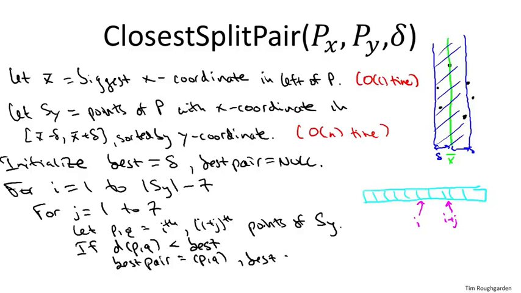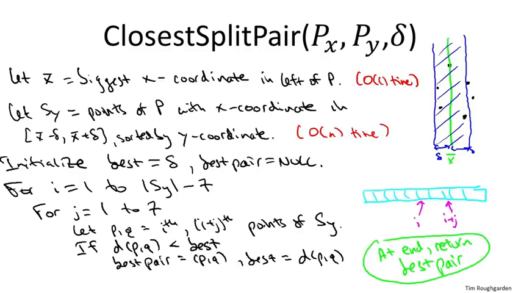So in more detail, if the distance between the current pair of points P and Q is better than the best we've seen so far, we reset the best pair of points to be equal to P and Q, and we reset the best distance, the closest distance seen so far, to be the distance between P and Q. And that's it. Then once this double for loop terminates, we just return the best pair.